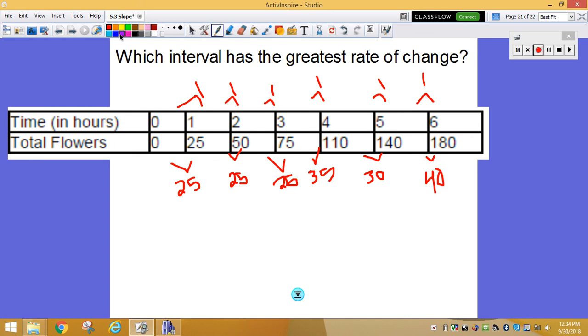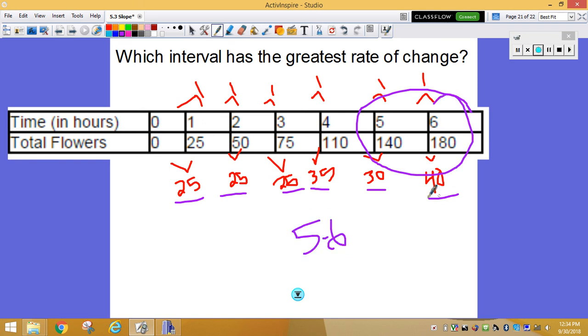Biggest rate of change means we're going to divide, but look, what am I going to divide by each time? 1, right? So I'm going to get the exact same number. So this is another one I can kind of skip the division part and just say which of these is the biggest? 25, 25, 25, 35, 30, or 40? Right here is the biggest, between hours 5 and 6, because it went up by 40. That's your biggest rate of change.